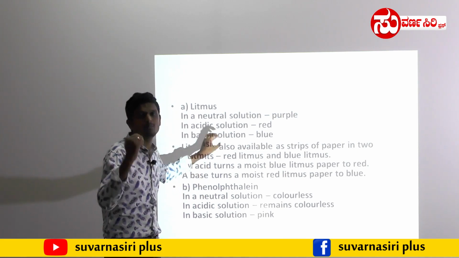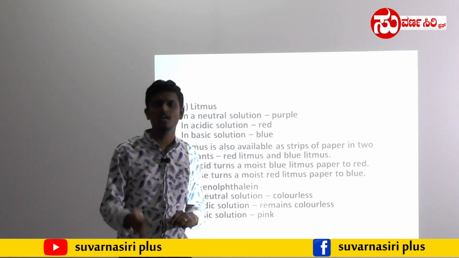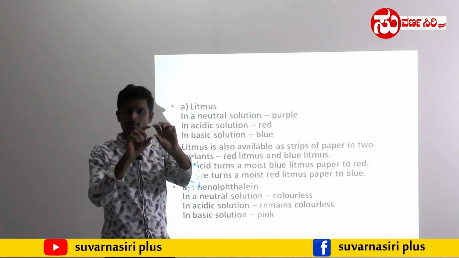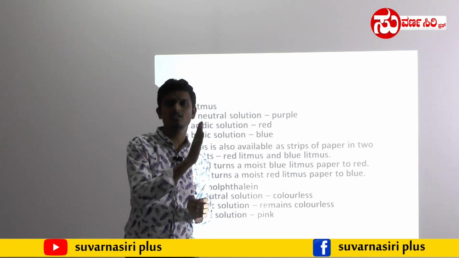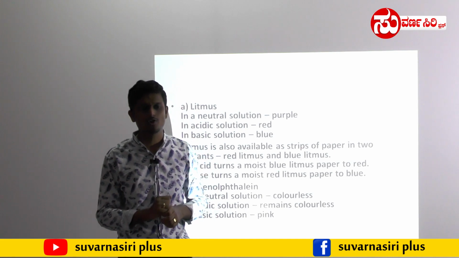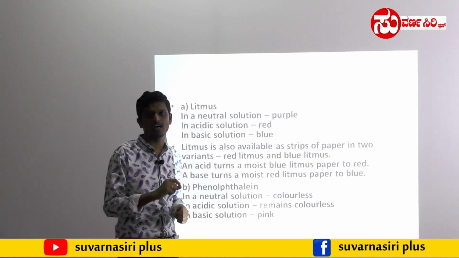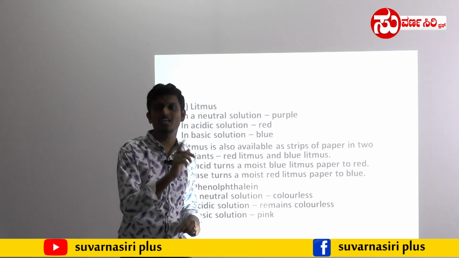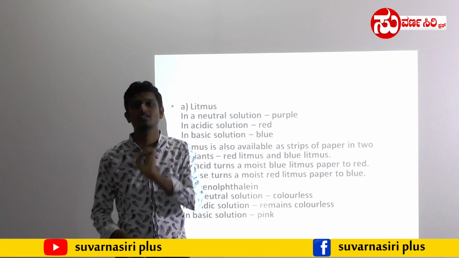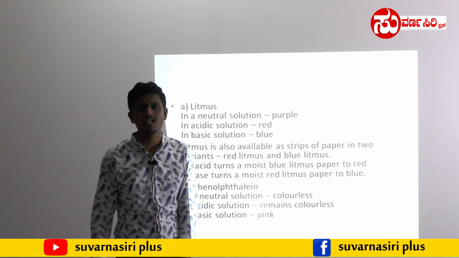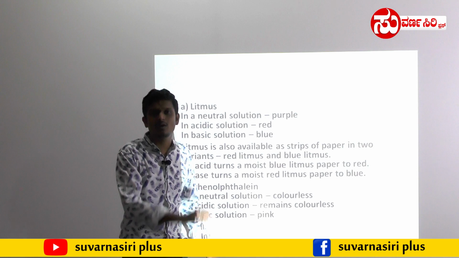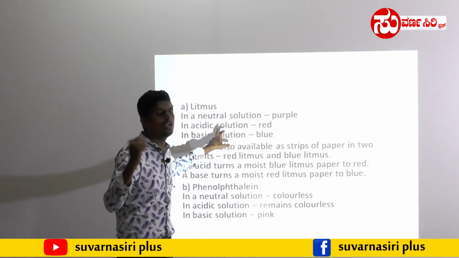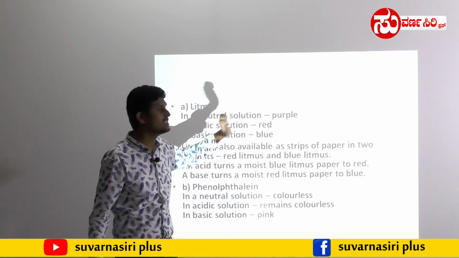If we dip a small litmus paper in a neutral solution, the pH lies between 0 to 14. As you already studied in this chapter, 0 to 7 is acid, 7 to 14 is base, and exactly 7 is neutral. If I dip any litmus paper in a neutral solution, it is purple.